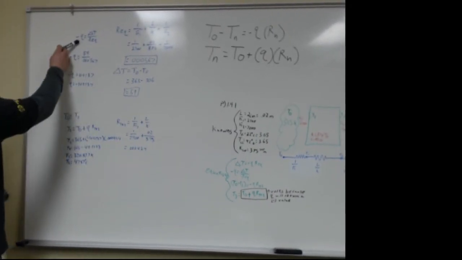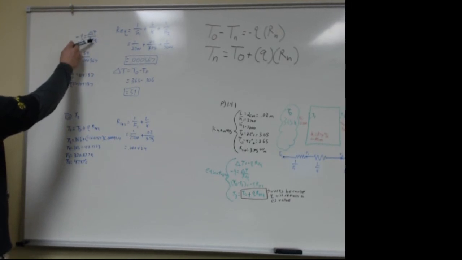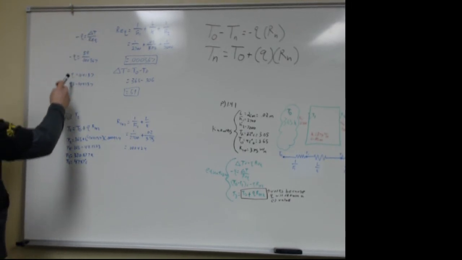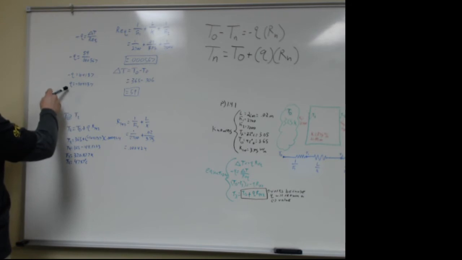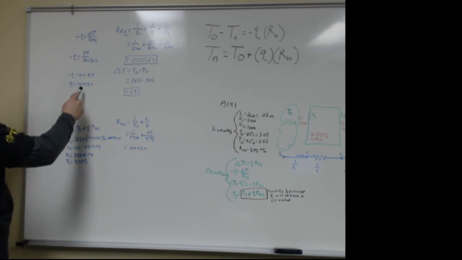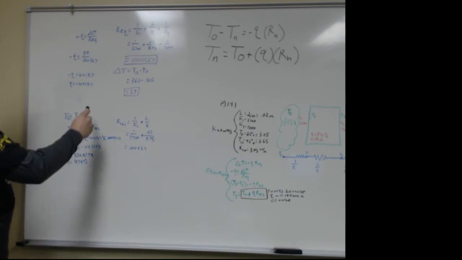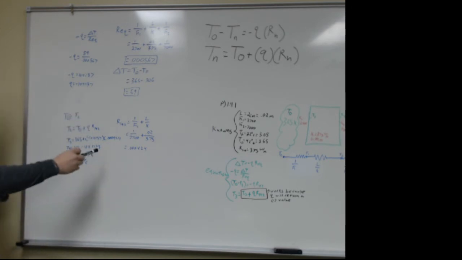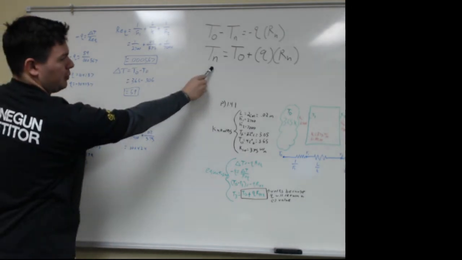So now we use our negative Q is equal to delta T over our resistance equivalent, end up with the values plugged in, and we end up with a Q equals negative 104,137. Take that value and plug it into our temperature at any point equation.